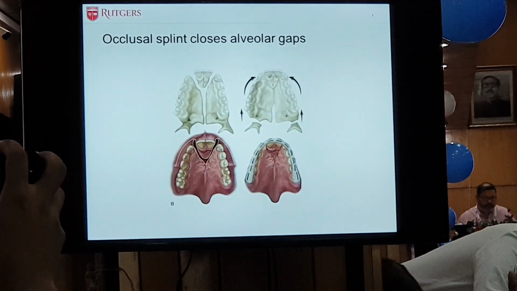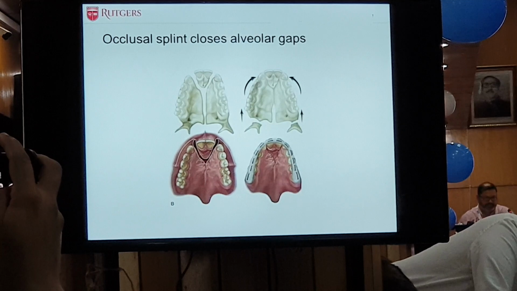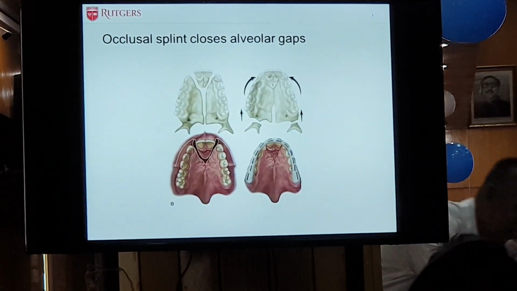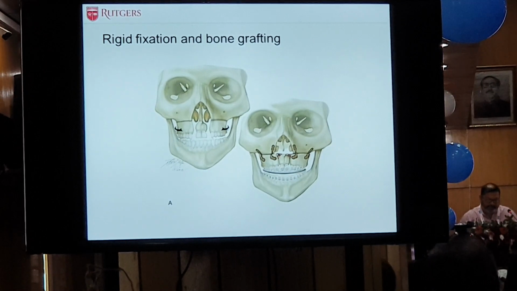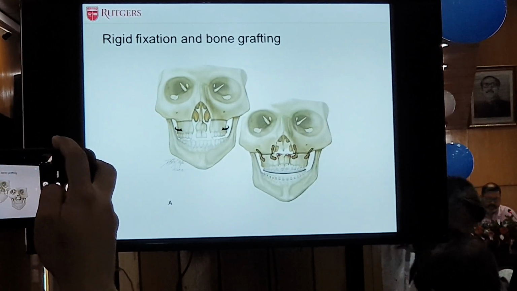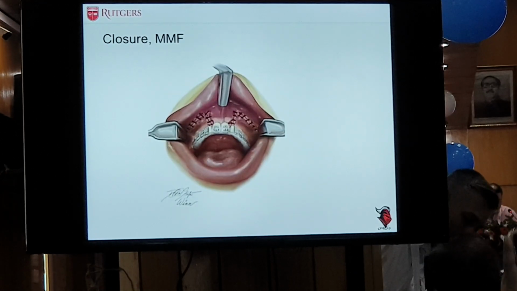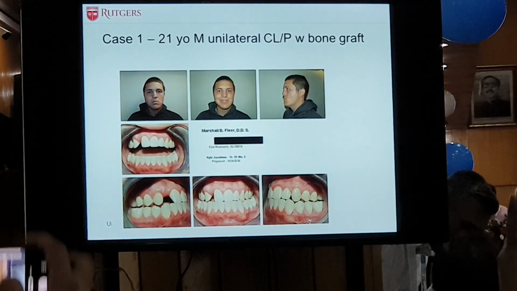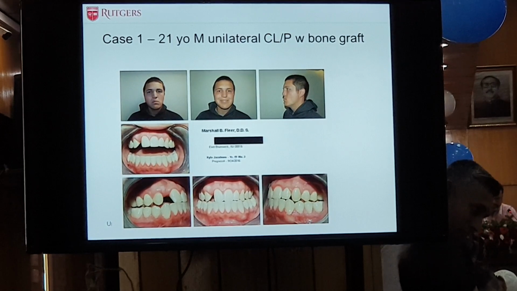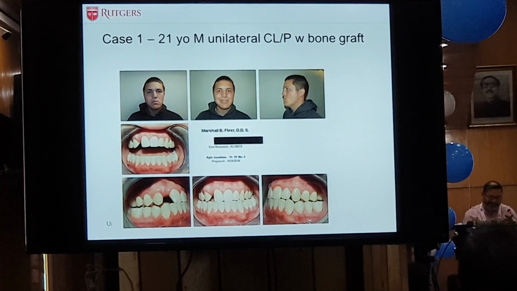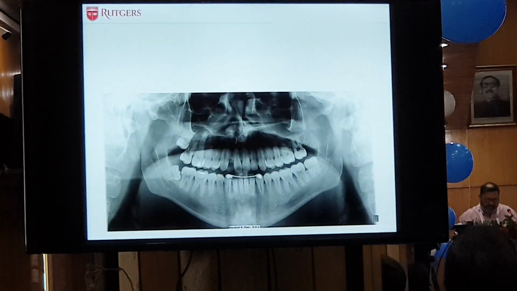And then typically we'll have our splint design such that it'll bring those segments densely together. And again, you may have to do some bone grafting for any bony defects, and then you rigidly fix it. And then you close. So just a couple cases I wanted to show you. A 21-year-old born with a unilateral cleft of the palate had a successful alveolar cleft bone graft.